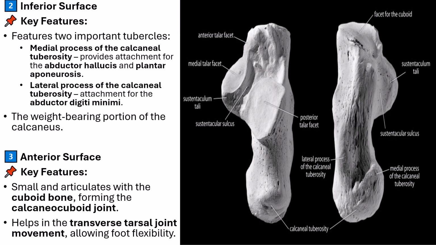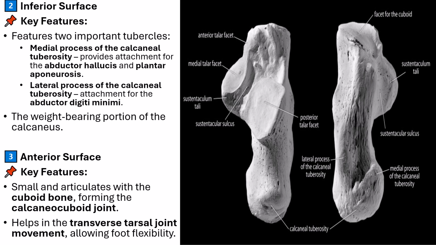When we talk about the inferior surface of the calcaneal bone, it is responsible for weight distribution. The calcaneal tuberosity, particularly its medial and lateral processes, provides attachment for important muscles like the abductor hallucis and the abductor digiti minimi, which contribute to the foot arch and foot movement.